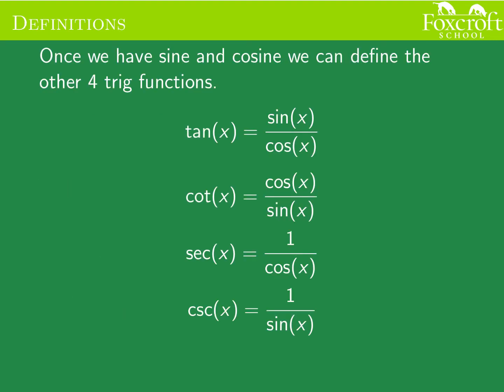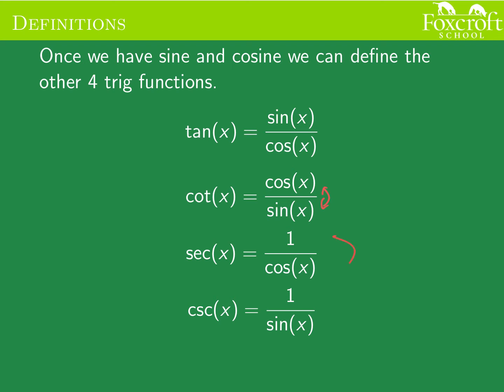So once we have sine and cosine, we define these four other trig functions: tangent, cotangent, secant, and cosecant, in that order. So tangent and cotangent are really similar. Tangent is sine over cosine. This one you kind of just have to remember that tangent is going to be the sine over cosine, and cotangent is just the flip of that. So if I flip cosine over sine, that switches tangent to cotangent.